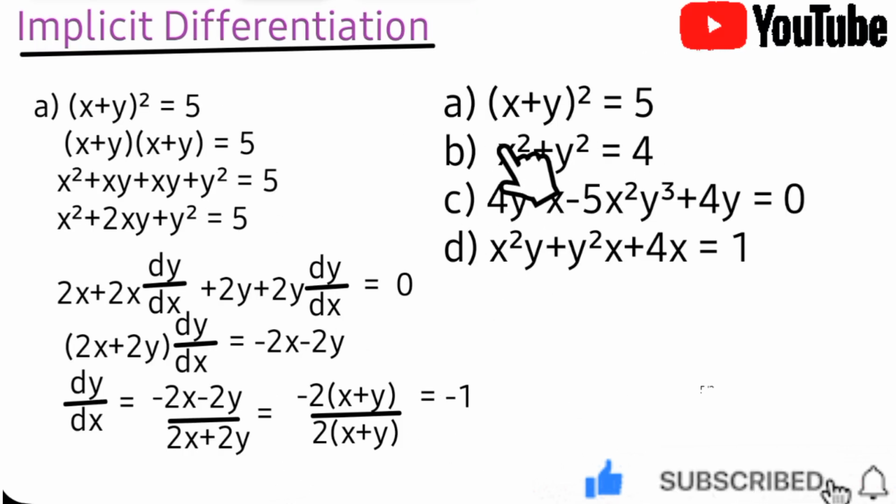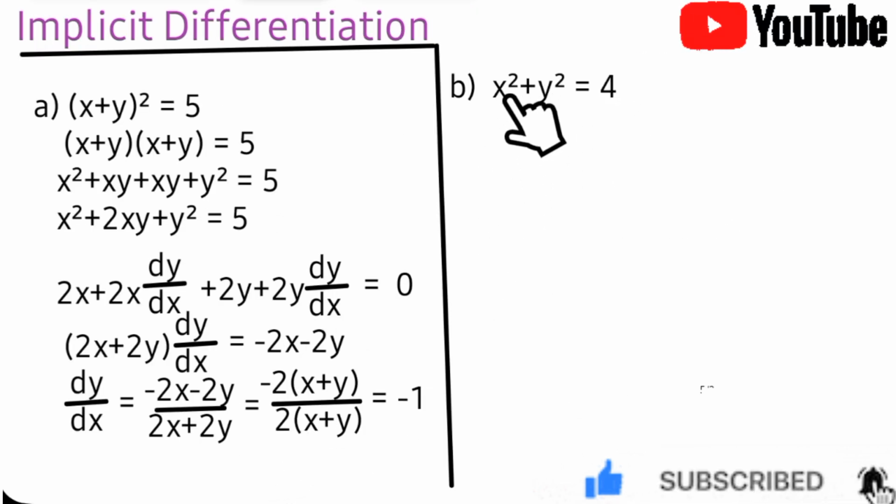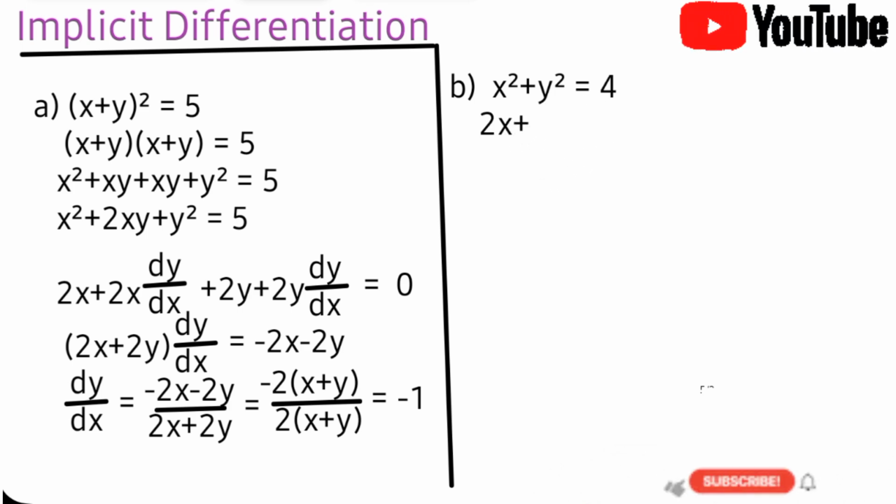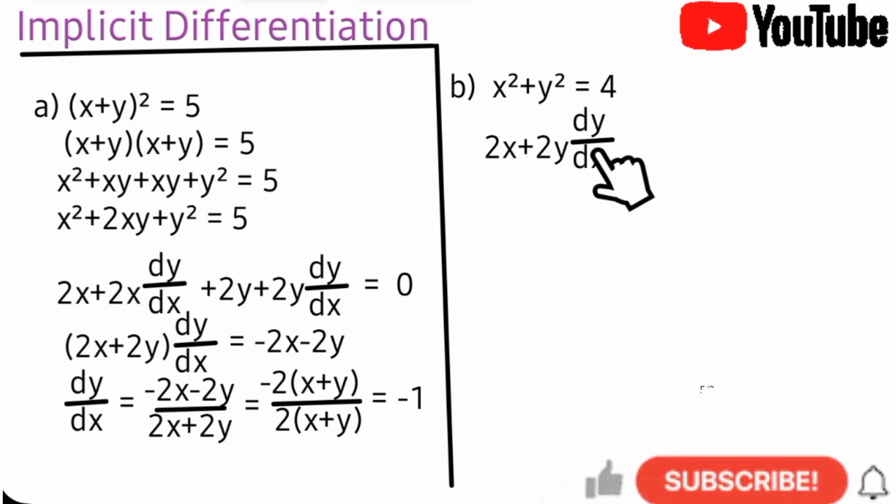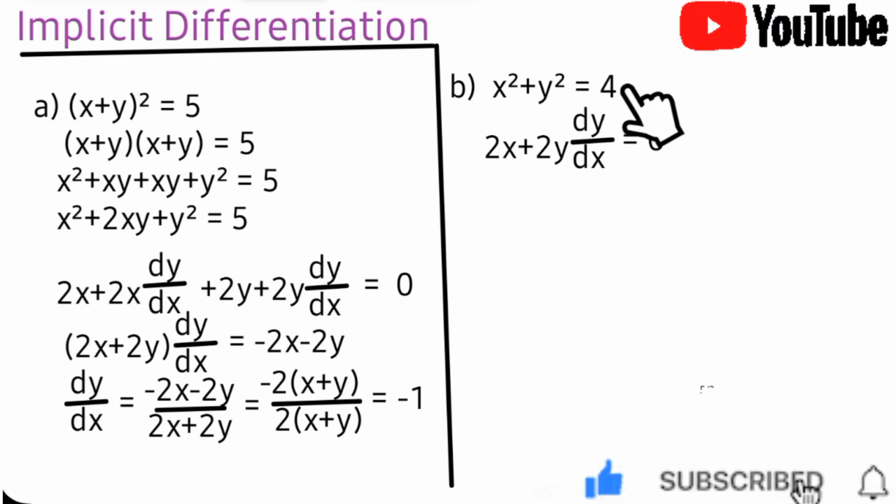Now let's answer question B. Let's differentiate: x² gives 2x, plus differentiating y² gives 2y dy/dx, equal to 0, because 4 is a constant and the differentiation of a constant is 0.